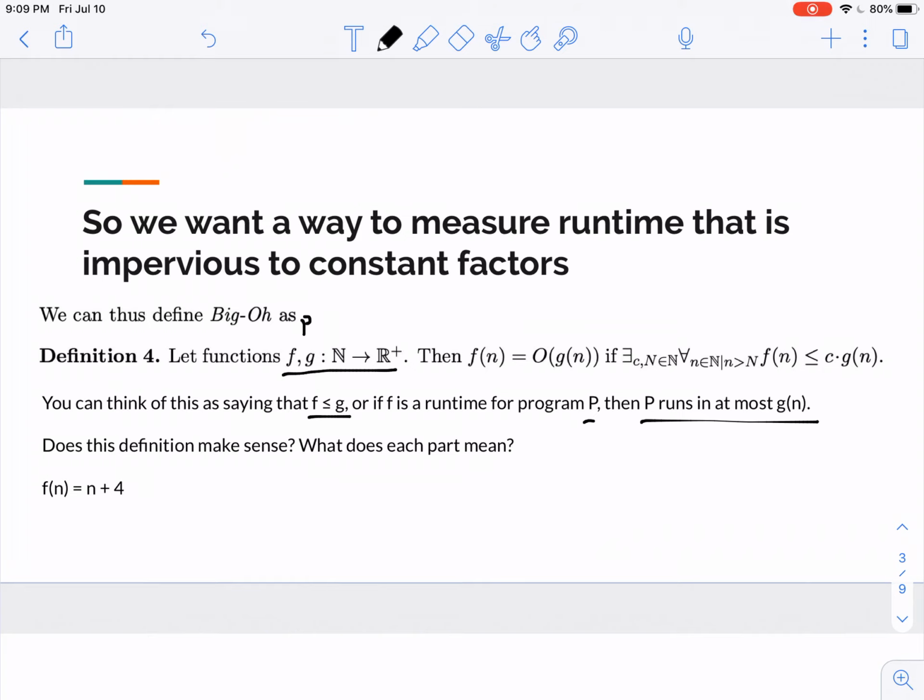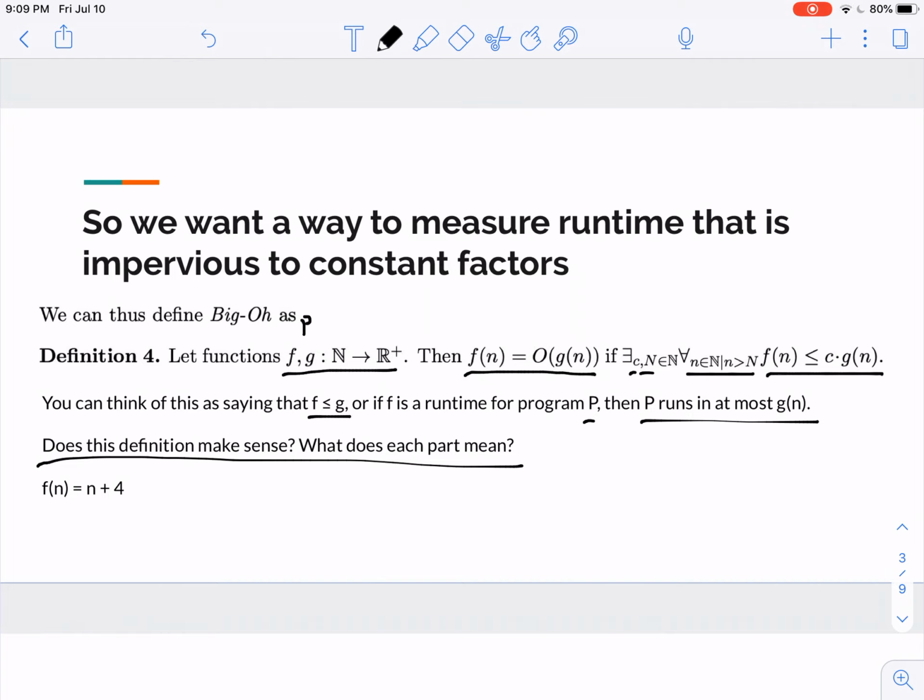And so what is the definition? Well, the definition says f is big O of g if there exist some little c and big N such that for any little n greater than big N, f of n is less than or equal to c times g of n. Okay, so there are a lot of quantifiers, a lot of stuff going on here. So we have to make sure that this definition makes sense. So let's look at each part.